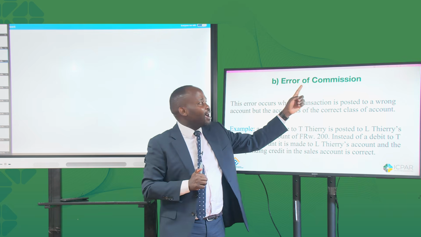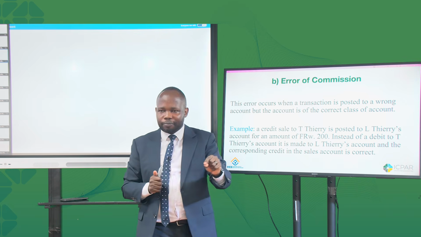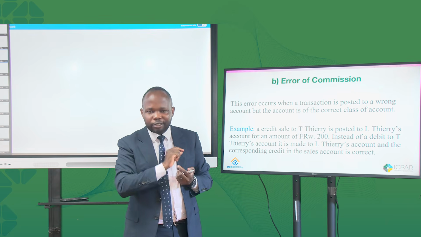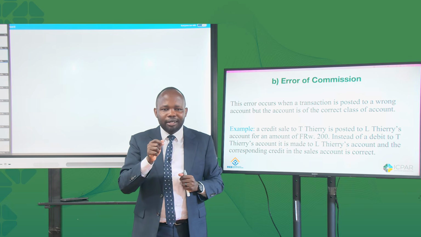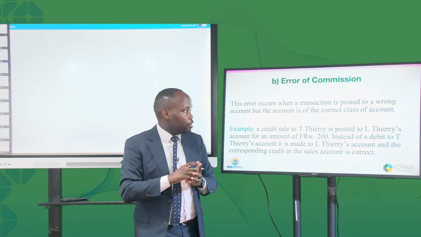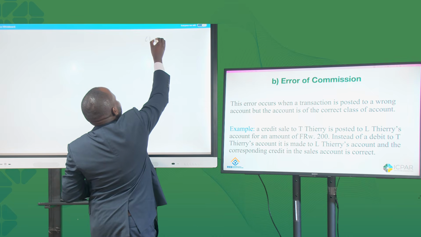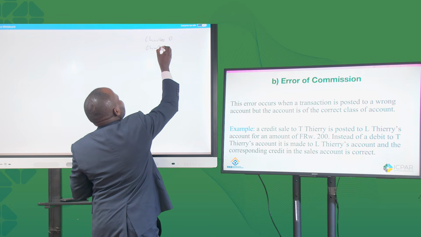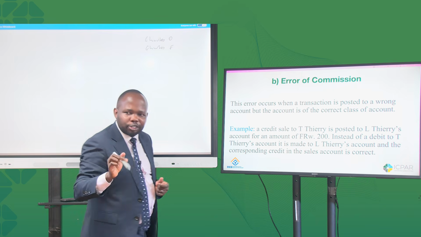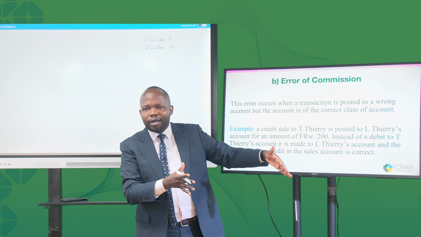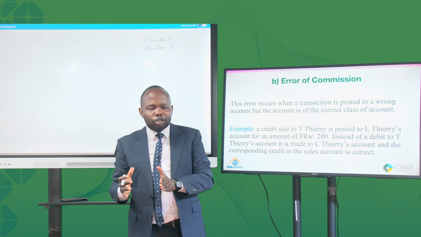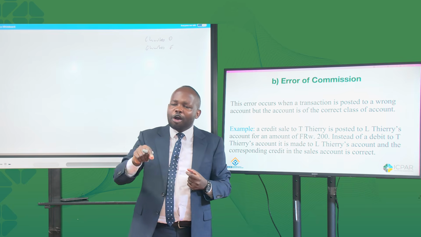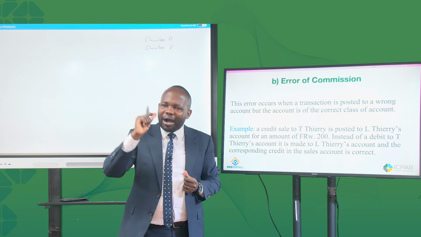The second type of error is an error of commission. An error of commission is where the mistake is made in the name account. For example, you sold something to Charles O as a customer, but you mistakenly posted the entry to Charles F. So you have two customers, one called Charles O and one called Charles F. You posted the transaction in the wrong name account, in the wrong person account.